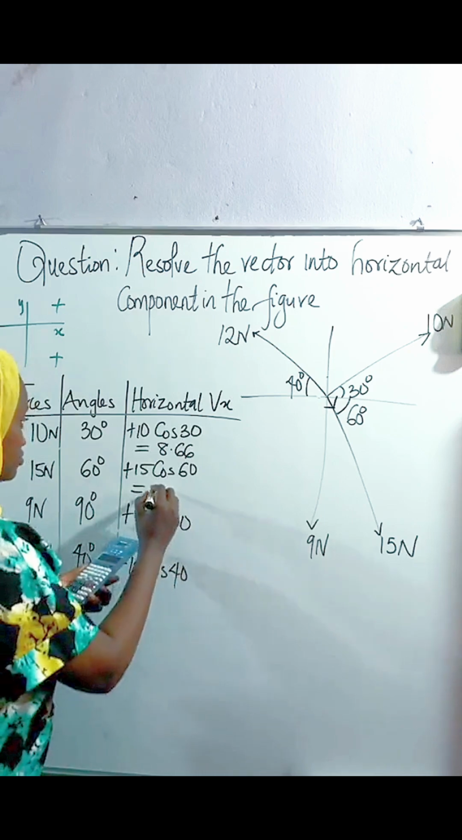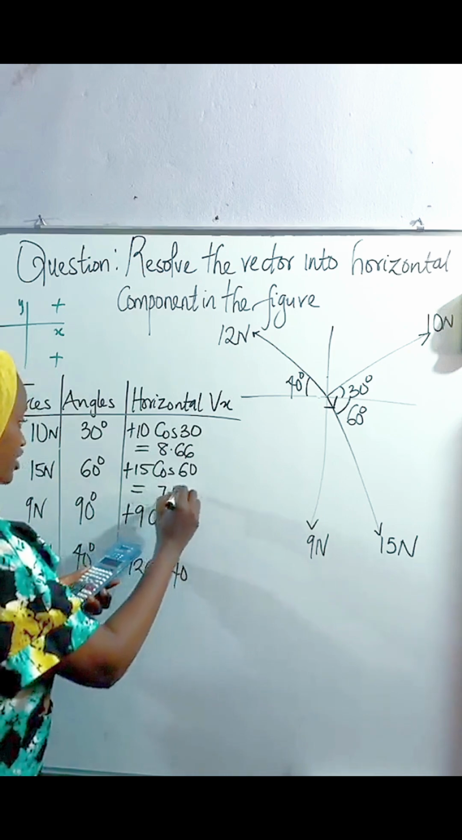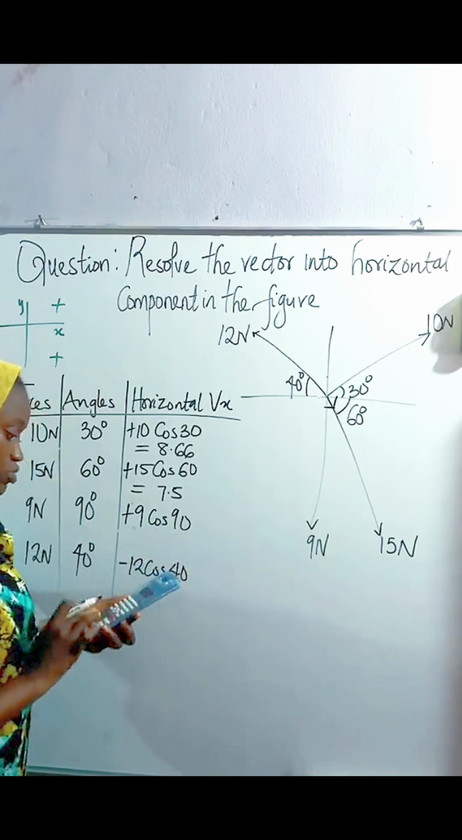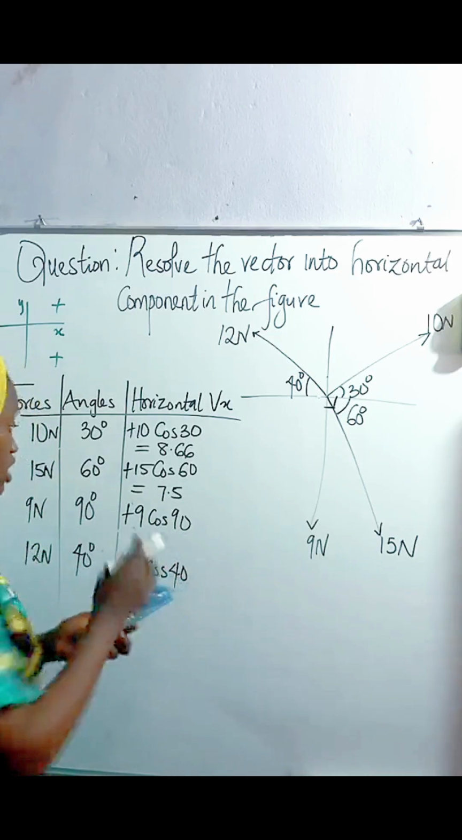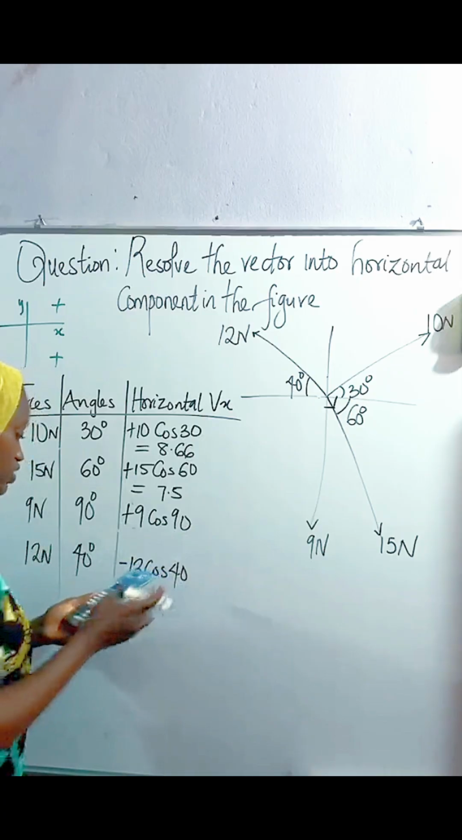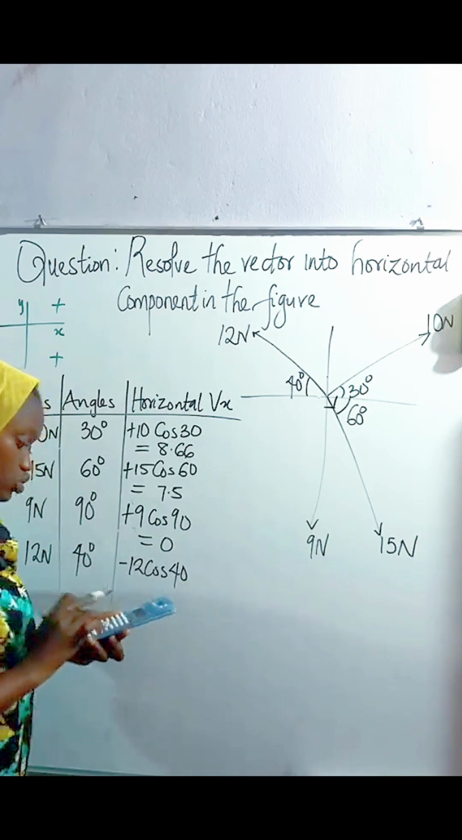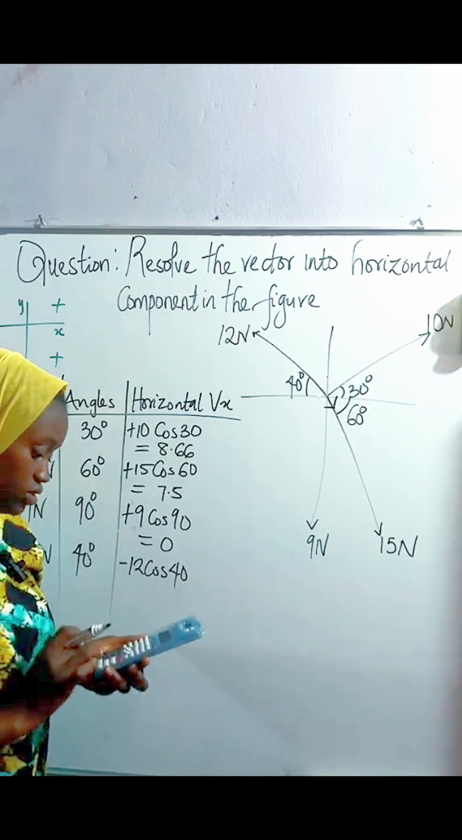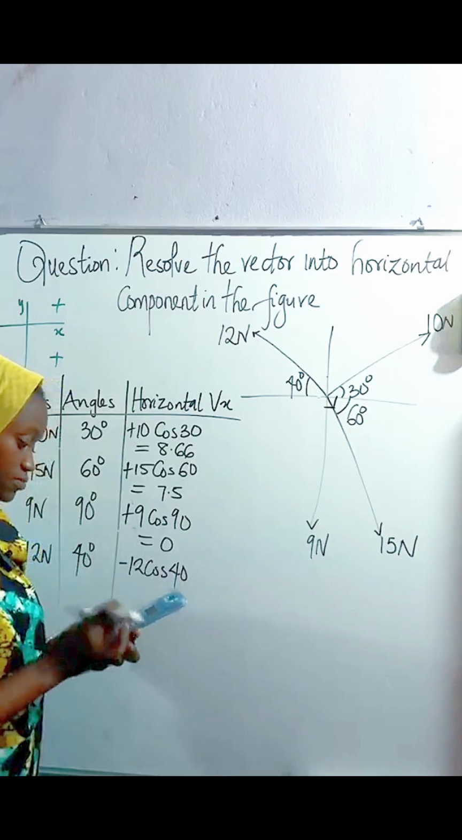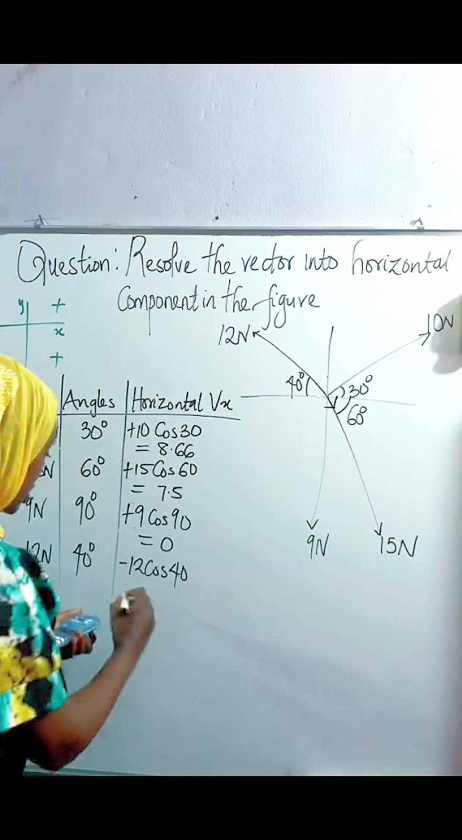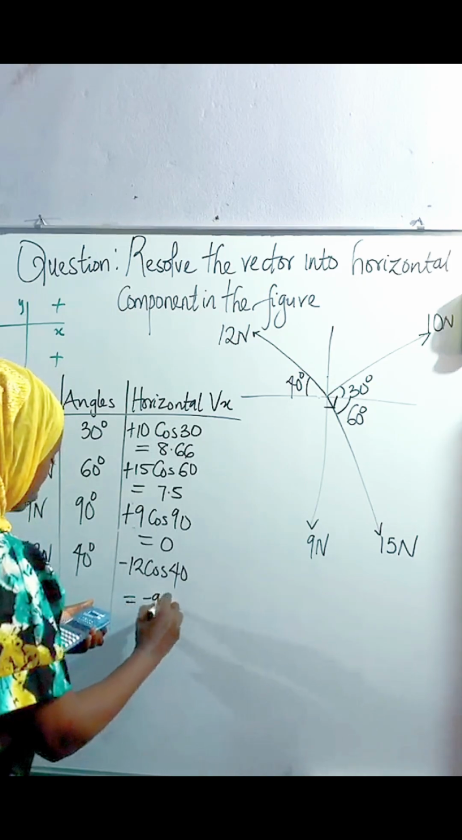And this gives me 7.5. Moving on, here we have cos 90. We punch cos 90 on the calculator and multiply by 9, and this gives us 0. The last one is cos 40, so we punch cos 40 on the calculator as well, multiplied by negative 12. This gives us minus 9.19.